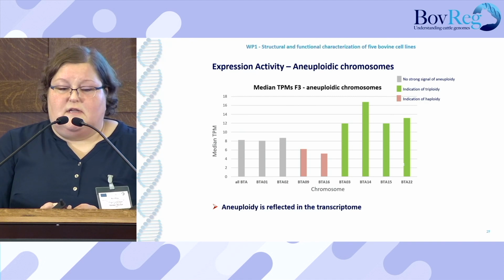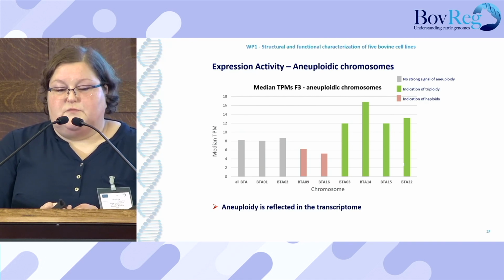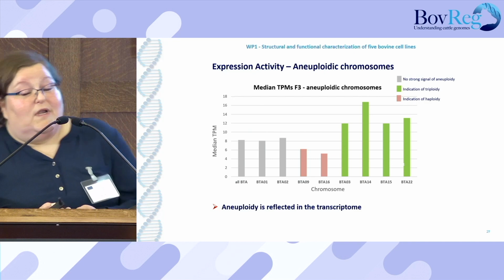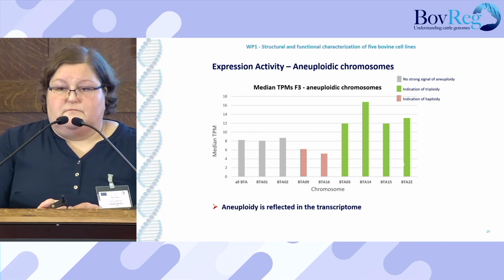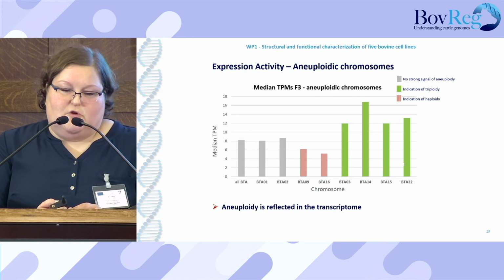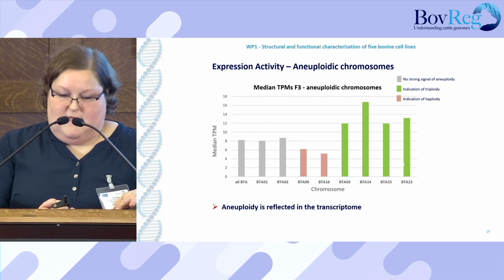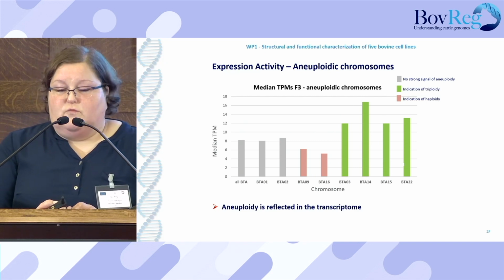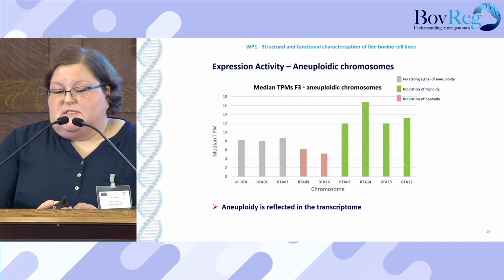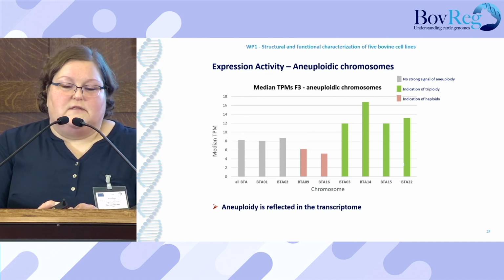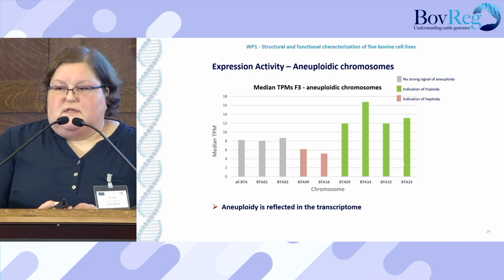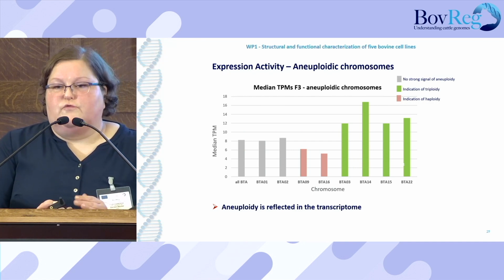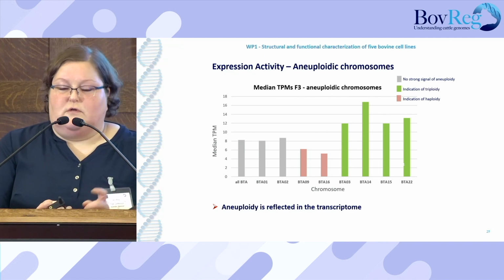in the example of the F3 cell line. What you can see here is that the diploid chromosomes 1 and 2 show a similar median TPM in comparison to the average median TPM for all chromosomes. But you can also clearly see that the haploid chromosomes have a decreased expression level, and the triploid chromosomes have a higher expression level. And this is true for all cell lines.